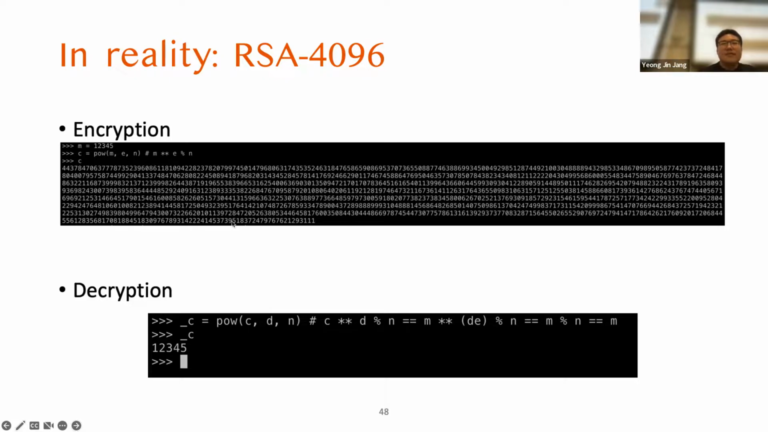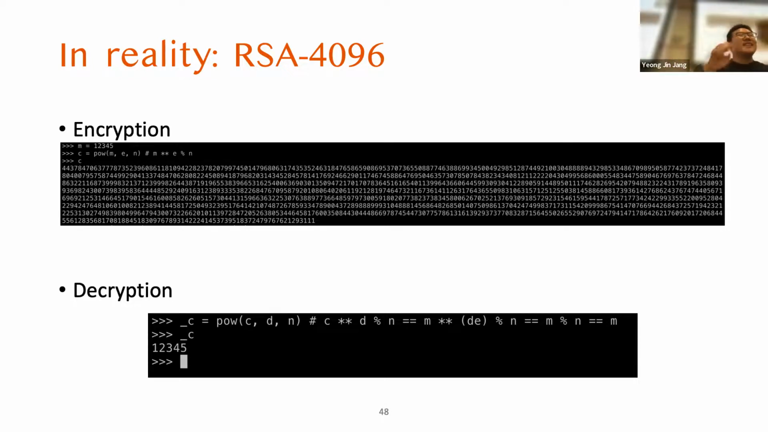But don't be surprised by this kind of weird number. If we apply the power with the decryption key D to this message, it will result in 1, 2, 3, 4, 5, the original message M. So this is how RSA works. Any questions about RSA's internal operation?